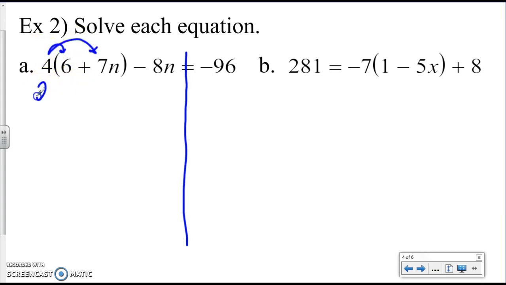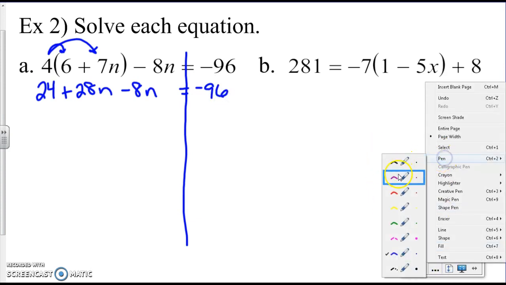So I'm going to do 4 times 6, which is 24, and 4 times 7n, which is 28n. I'm not going to multiply by that one because it's not inside my parentheses. I just need to bring it straight down. Same thing on the right side. Negative 96 comes down.